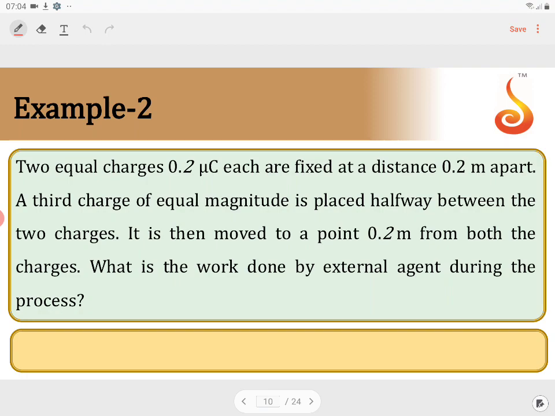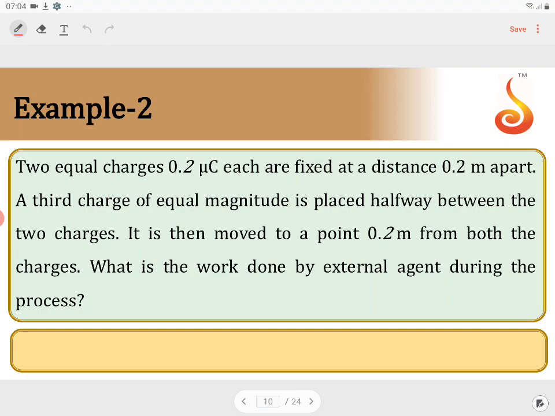So there are two ways you can calculate this work done by the external agent. One way is to find the potential at the initial point of the middle charge, the third charge, and find the potential at the final point due to the other two charges. Then the work done by the external agent will be V final minus V initial into the charge which you are moving, that is the third charge.